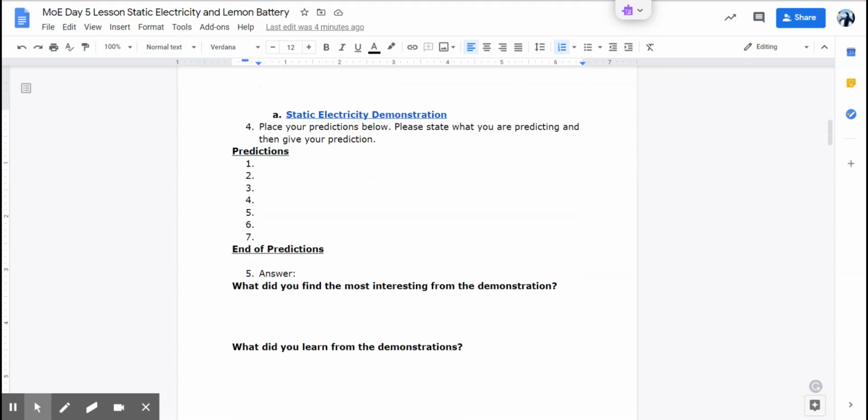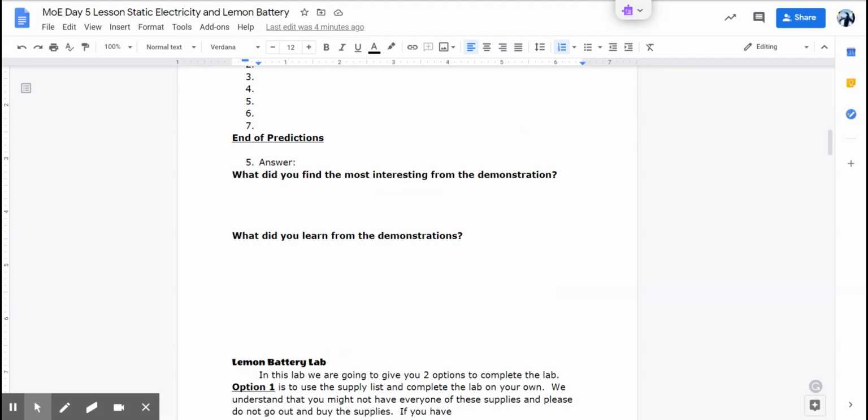All right. Then you have a couple of questions, which basically is what you find the most interesting from the demonstration and what's something that you learned from it, okay? Again, be detailed. Don't just say, I learned what static electricity is. Go back and explain what static electricity is.